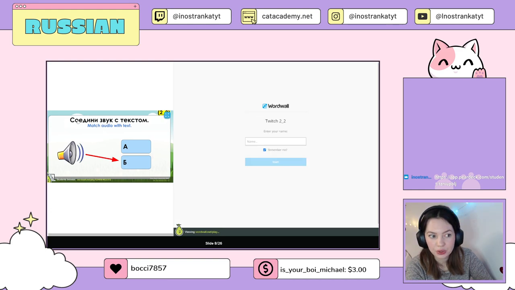Now we're going to соедини звук с текстом. If you look just at the word текст, it's the same as text. So match audio with text. Соедини means to match. Audio, звук, with. С is much shorter than with. And текстом. If you look at the word text and текстом, you can see that it's basically about the same. Just in the Russian one, we also have the ending.